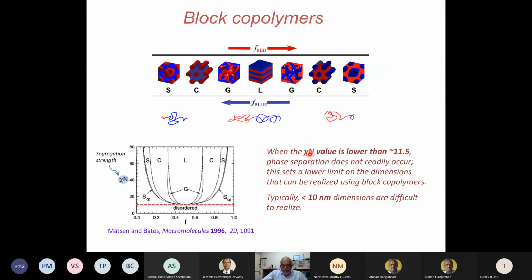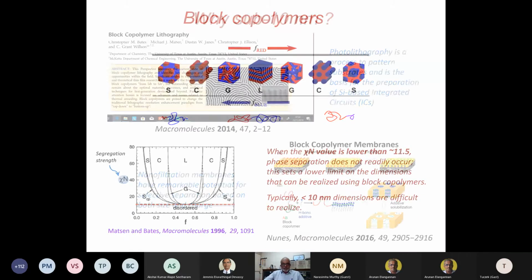Now, since chi cannot be increased enormously, it puts a lower limit on the value of N, so that chi N is actually 11.5. And once you have a lower limit on the value of N, the size becomes limited because the size depends on N. Therefore, typically in block copolymers, it's very hard to get dimensions that are smaller than 10 nanometers. That's the limiting factor if you use diblock.